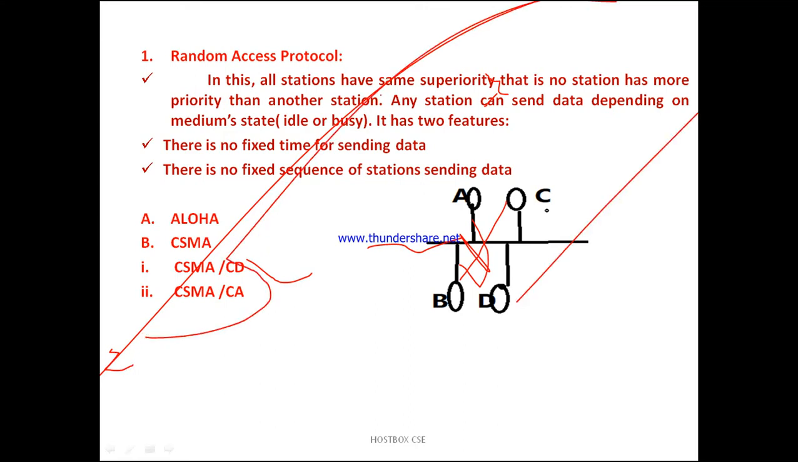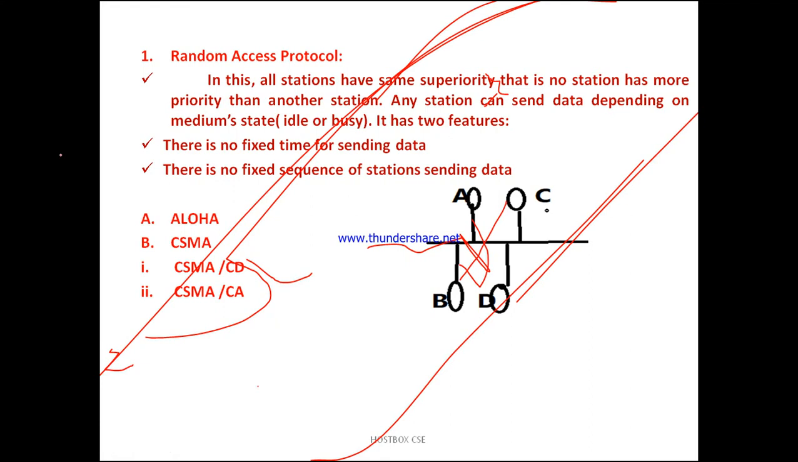Sorry for the inconvenience. It is a very important area: Aloha, then CSMA CD, CSMA CA. We will discuss them in the upcoming sessions. Here Aloha has a vulnerable time, and for the Aloha protocol there is a simple formula. Very simple, very easy. If you know the formula, we can solve the problems of transmission time and so on.